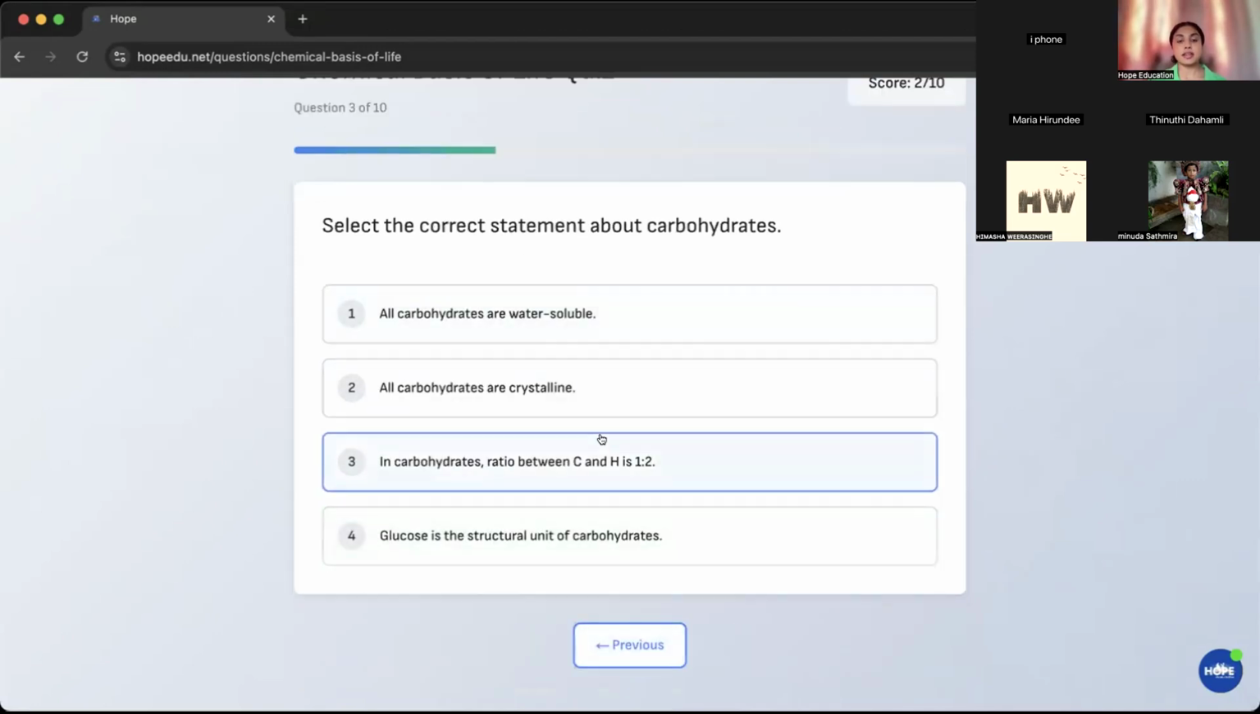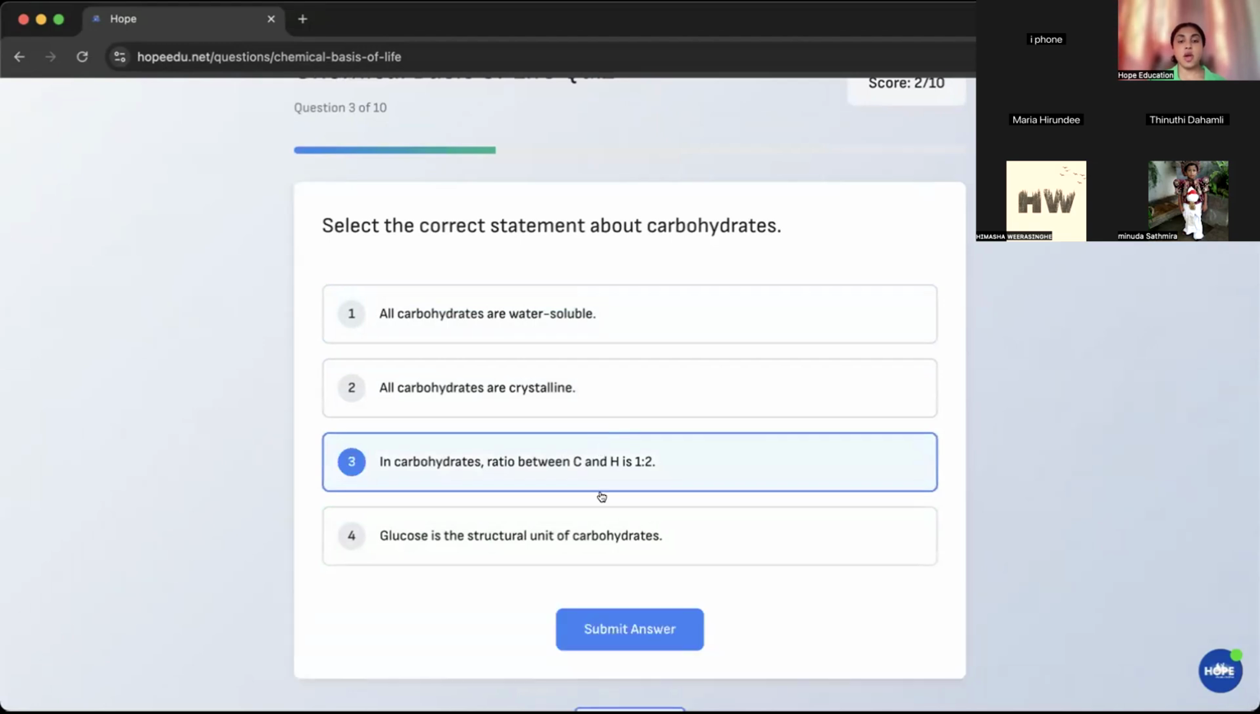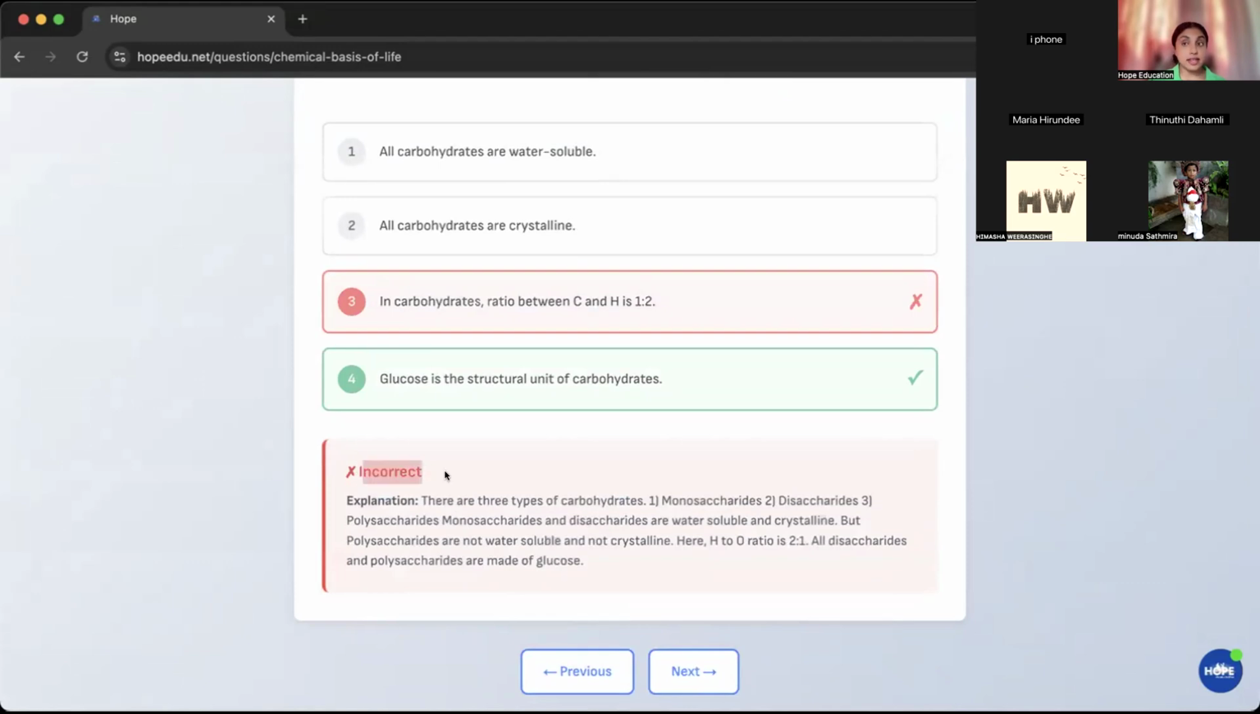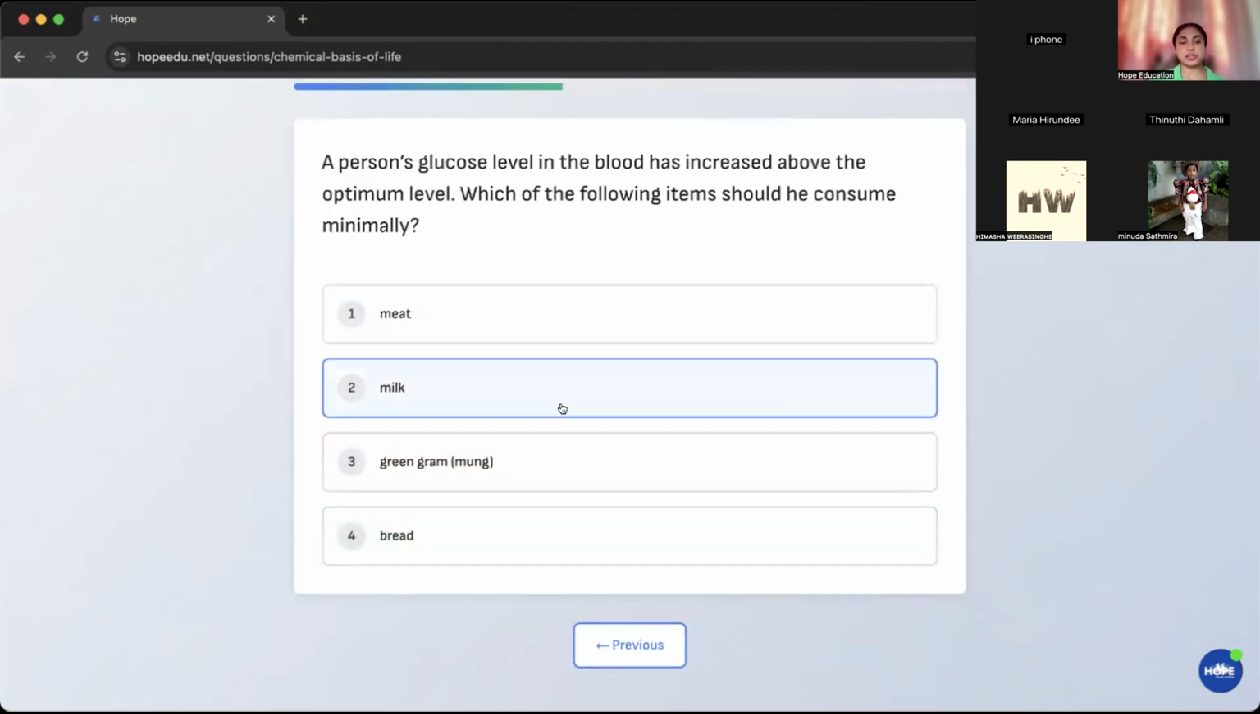Then let's say at a certain instance you pick the wrong answer. If you pick the wrong answer, it will say it's incorrect and the correct answer will be shown. Right? An explanation comes, saying why your answer is wrong and what the correct answer is. Then you can move on to the next question.